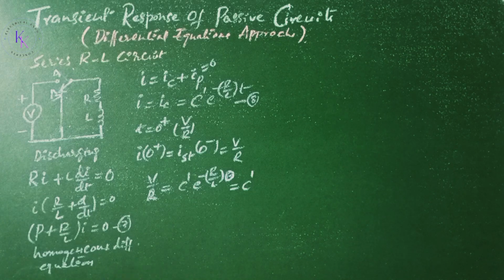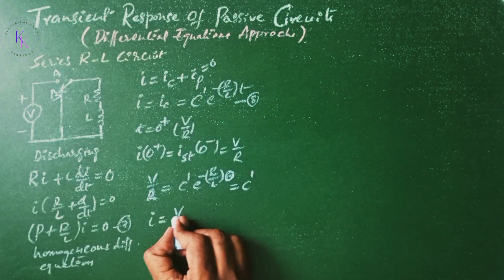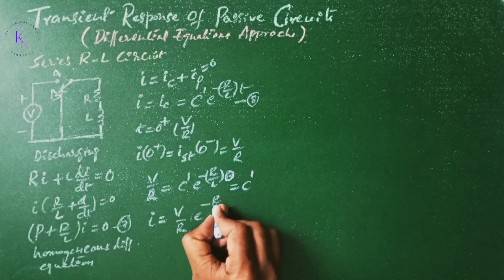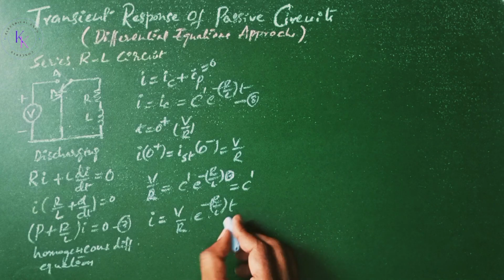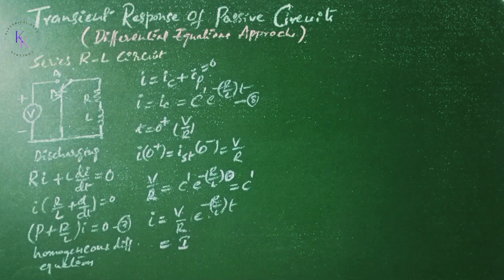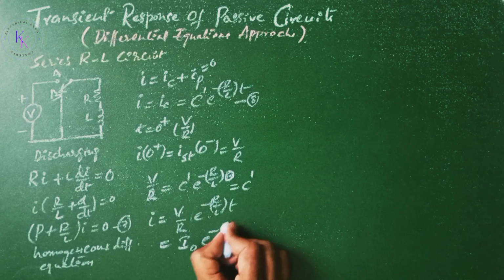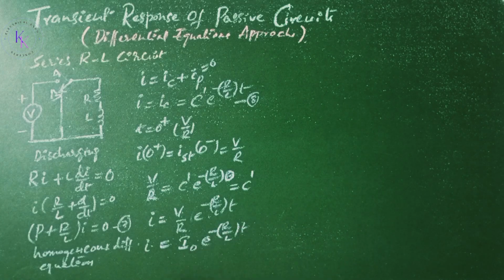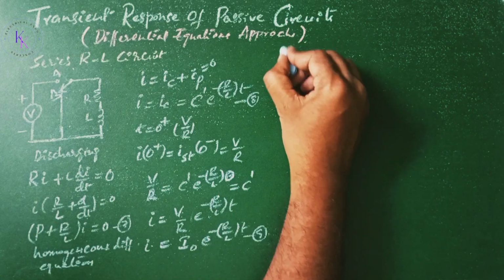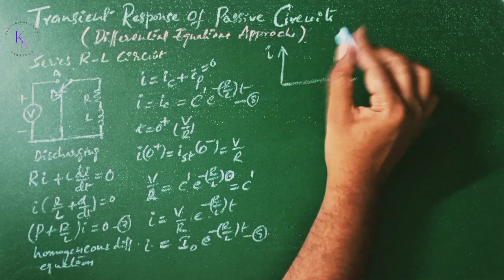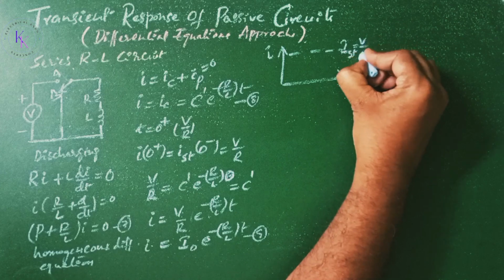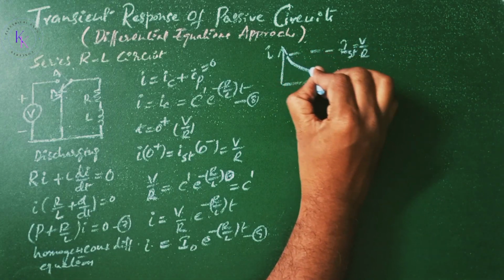Hence, the final solution for i equals, with C dash being V/R, V/R e to the power of minus R/L t, which equals, since V/R is nothing but I naught, I naught e to the power of minus R/L t. That is equation number 9. The decaying current is thus an exponentially decaying function, that profile being shown here. With time, the current i_st equals V/R will exponentially reduce.